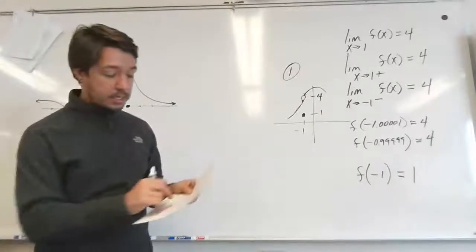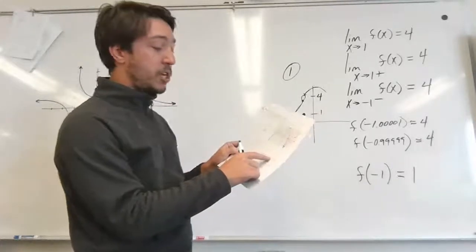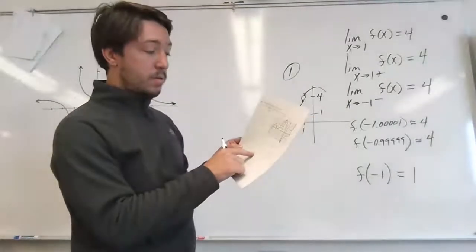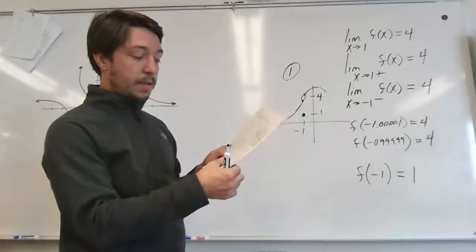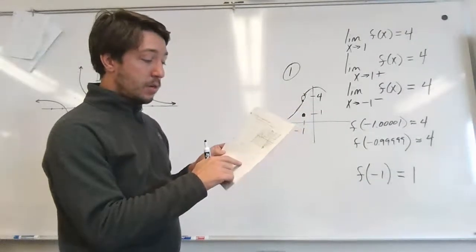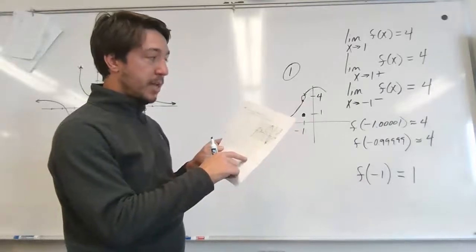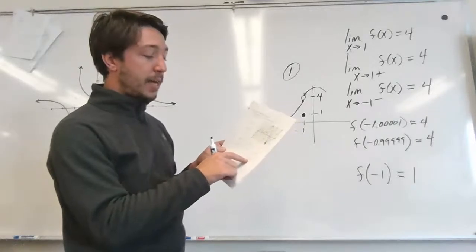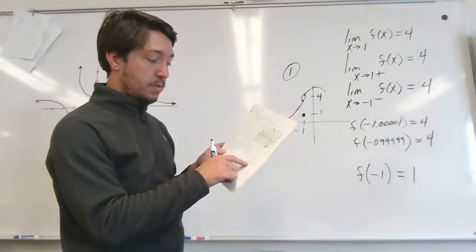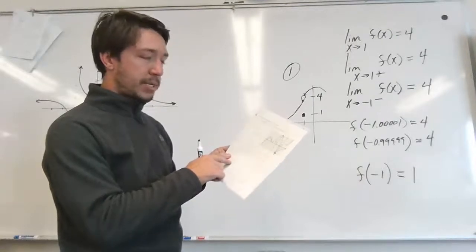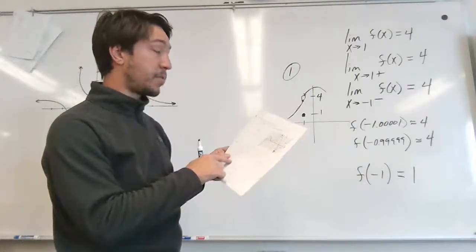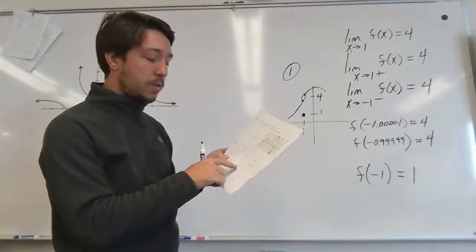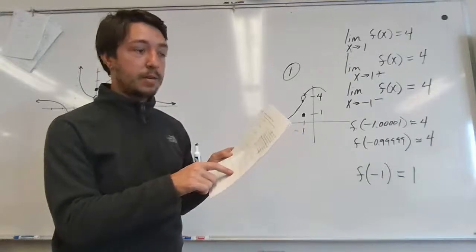Question I was 4. Question J was 4. Question K was 4. Question L was 1. All right, let's go forward. Let's go to question M. What is the limit as we approach -4 from the left? 1. What's the limit as we approach -4 from the right? 1. What's the limit as we approach -4 then? 1. What's f of -4? 1.